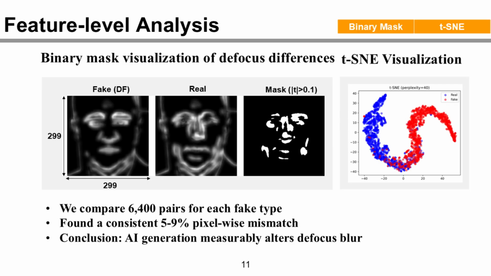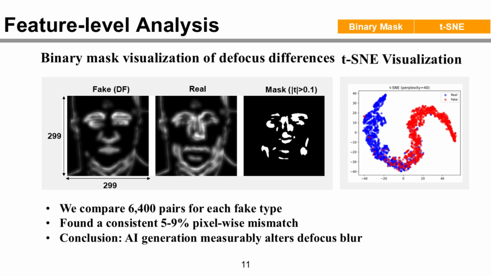Next, I will present our feature level analysis result. This addresses our first research question. Can the defocus map itself tell real from fake? The answer is yes. And we show this in 2 ways. First, the t-SNE plot on the right. We show clearly separable groups in the plot. Second, on the left, the binary mask.